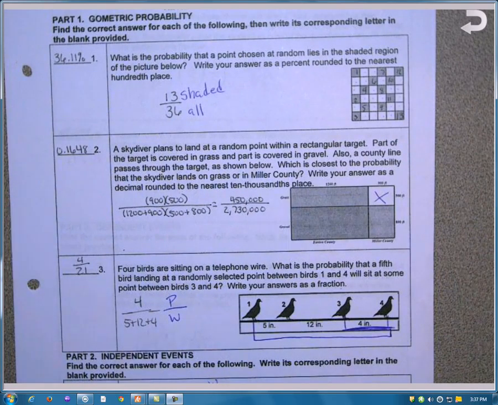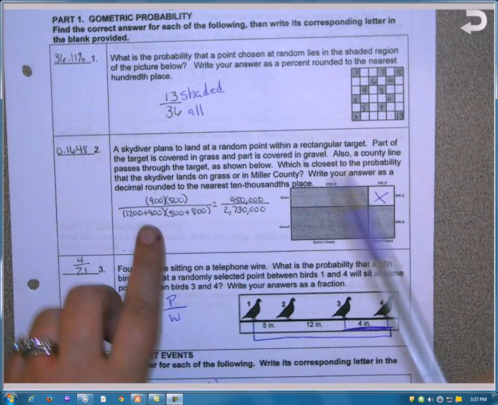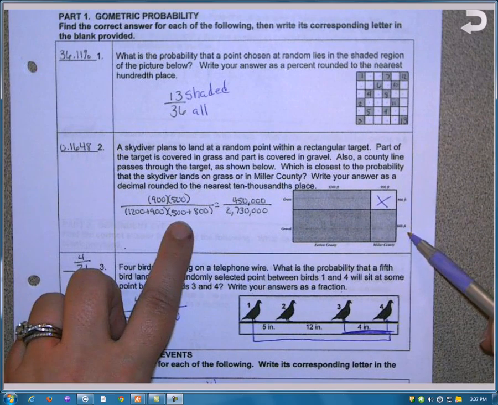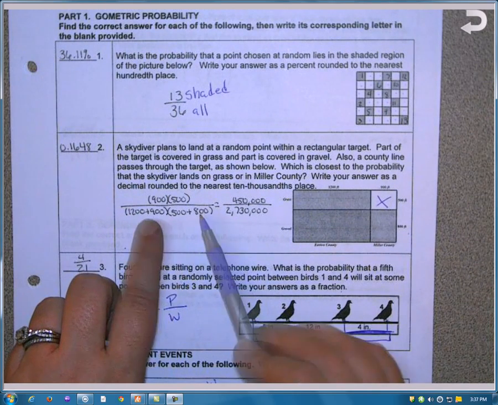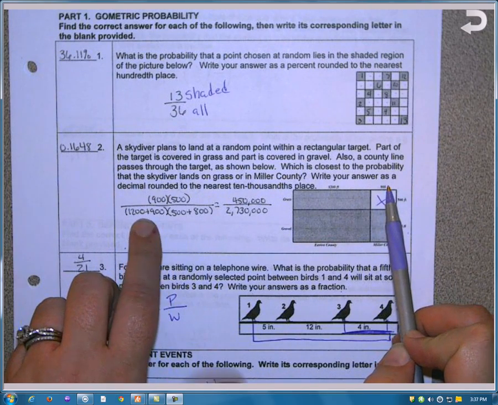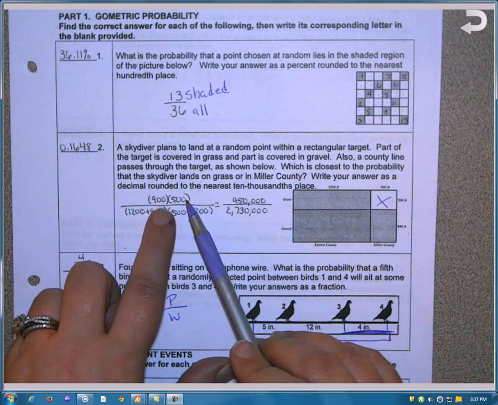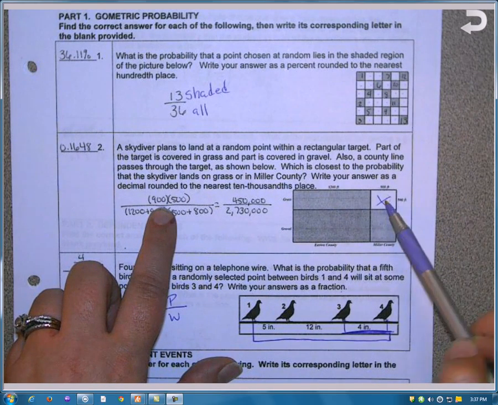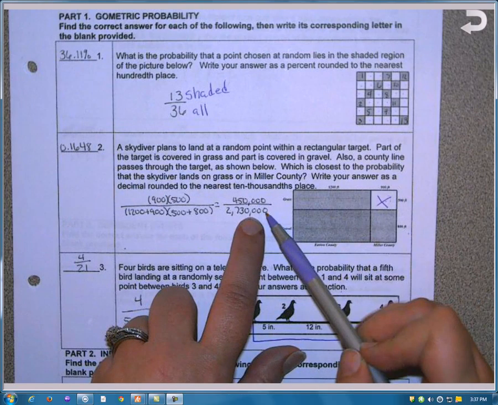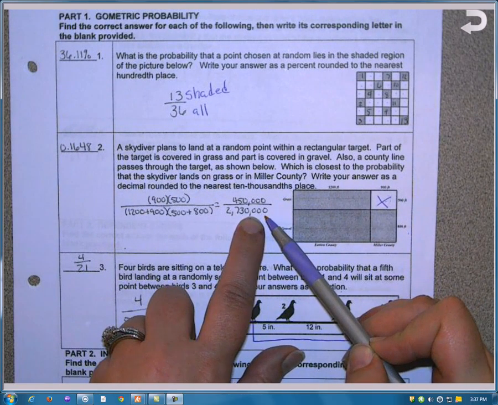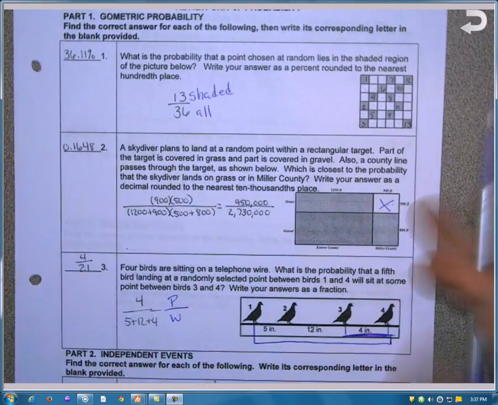In order to do number 2, you are going to find the area of the total, which is 500 plus 800, which is right here, times 1200 times 9 plus 900, which is right here, and then 900 plus 5 times 500 to get the area of this spot, and then you're going to put that fraction over that. Then you're going to do that fraction and find that decimal point.